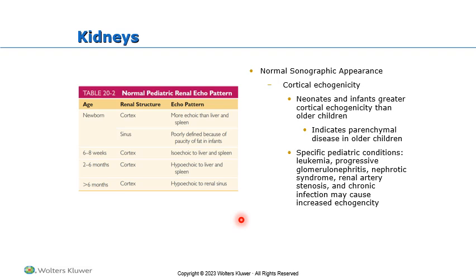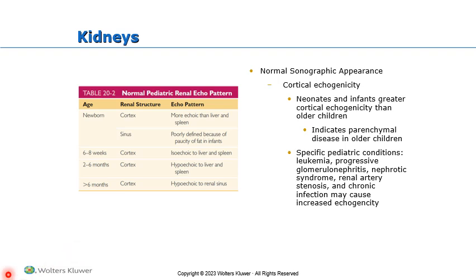Okay, cortical echogenicity is going to change over time. So if we look at the cortex in our newborn, usually that's going to be a little bit more echogenic than the liver and the spleen. By the time they get to about 6 or 8 weeks, we see it become more isoechoic to the liver and the spleen. By the time they're 2 to 6 months, it becomes a little bit hypoechoic to the liver and the spleen. Now we know in our adult population, we expect it to be pretty isoechoic to the liver and the spleen. And so it's during that late infantile and pediatric period that it makes that transition.